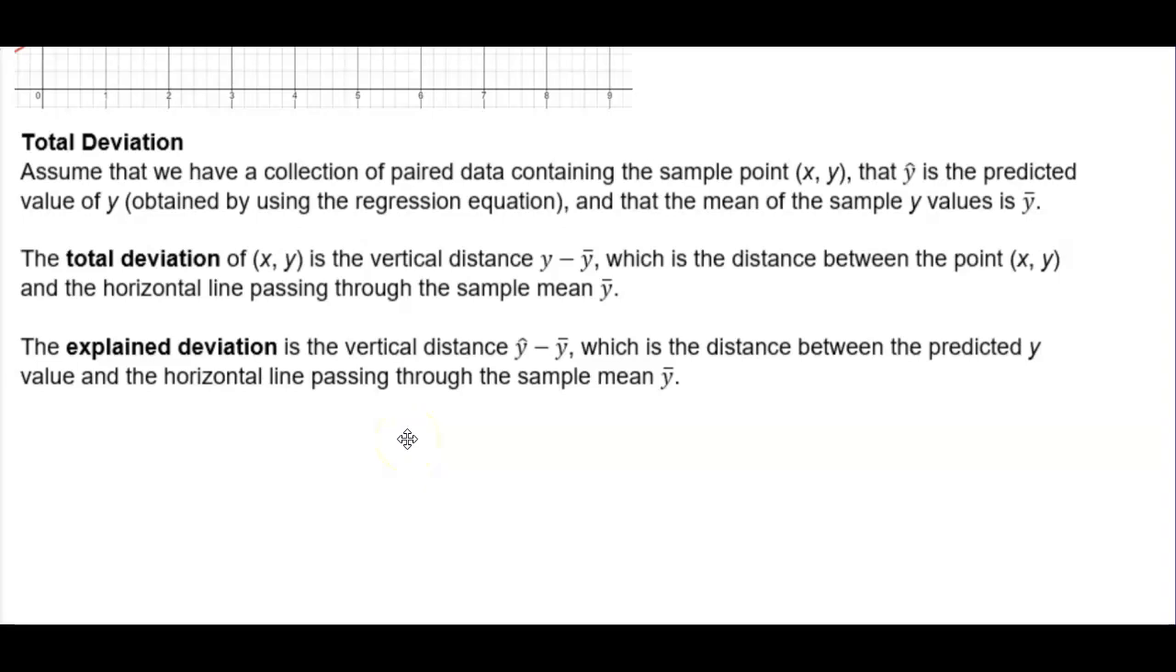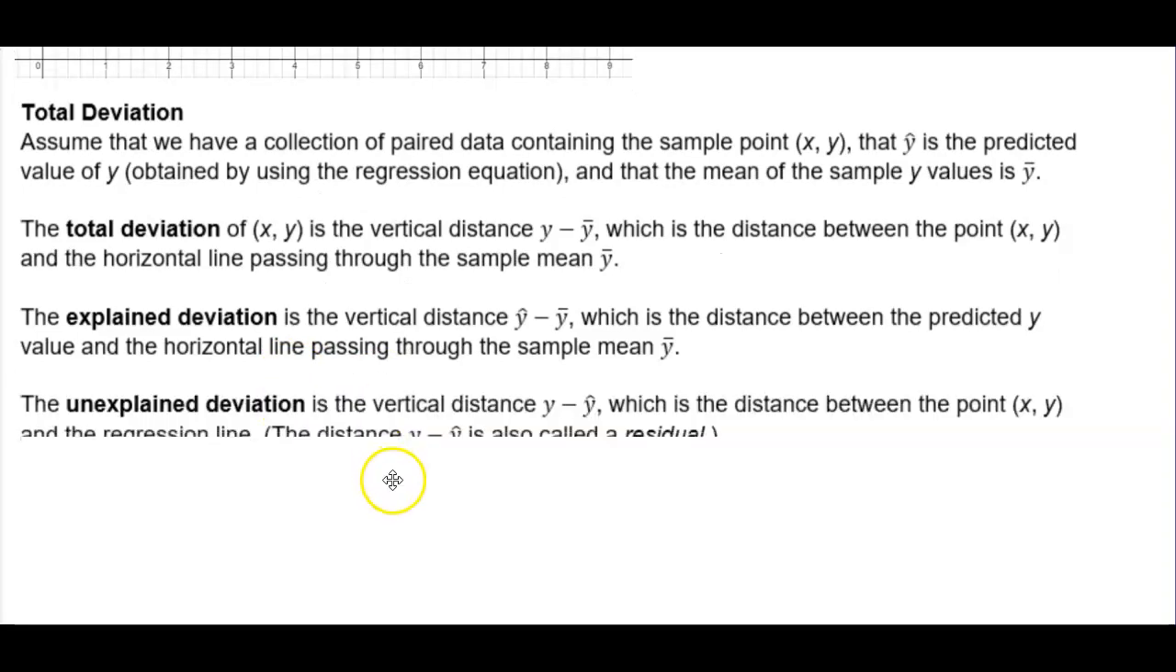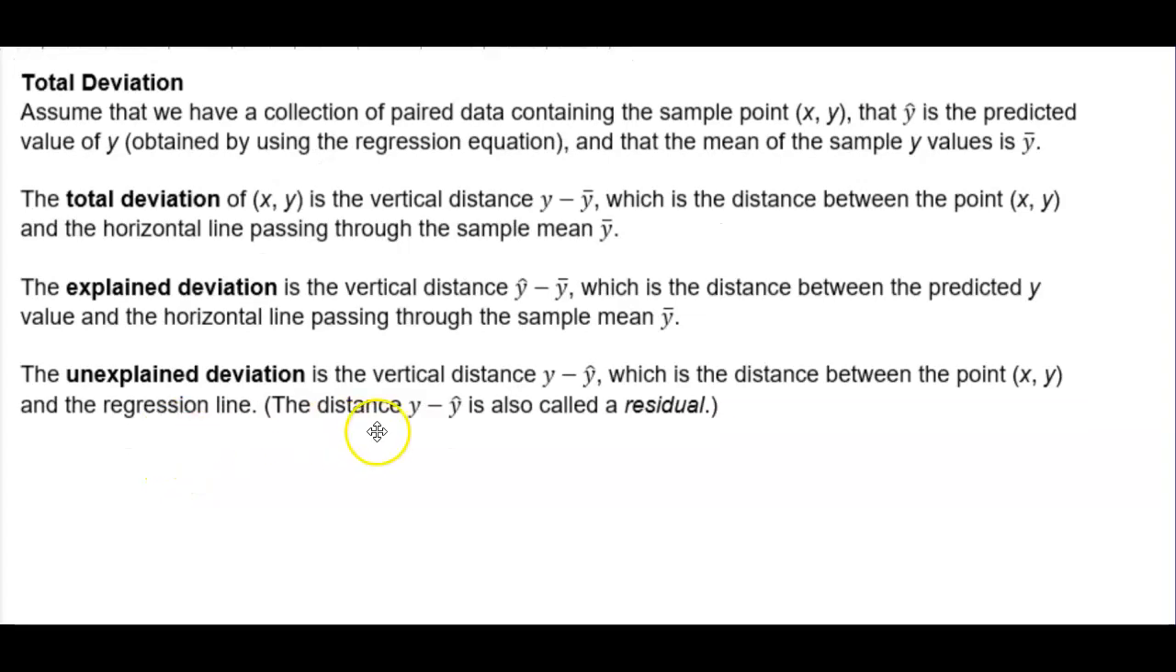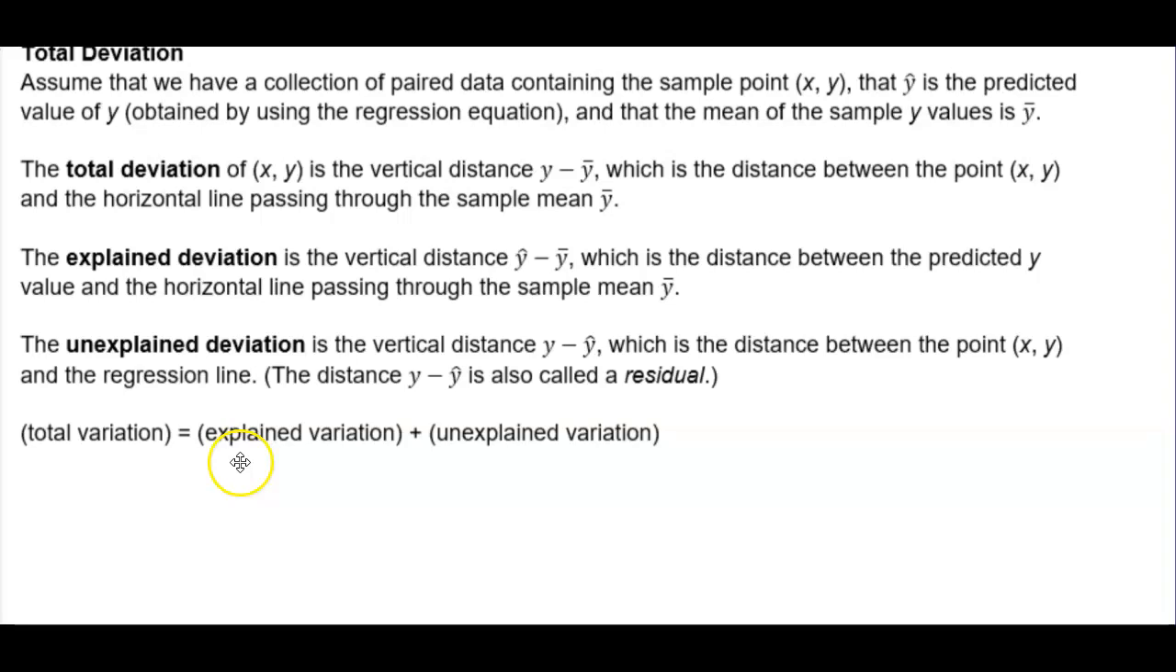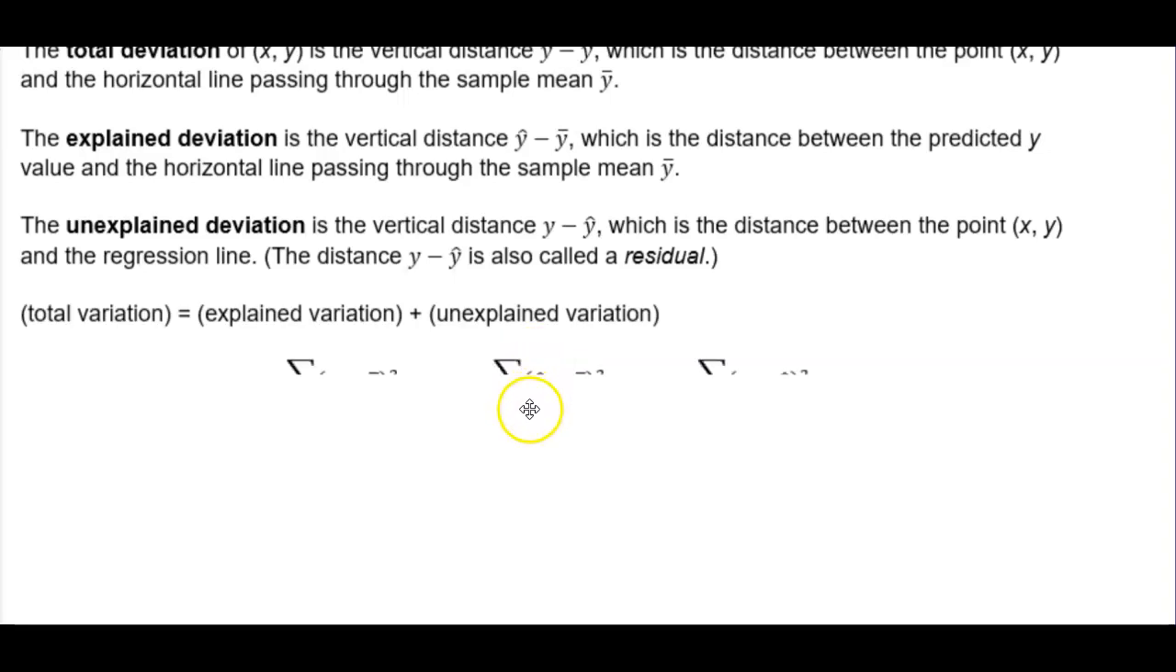The explained deviation is the vertical distance from the predicted y value minus the mean value of the y's, which is the distance between the predicted y value and the horizontal line passing through the sample mean y bar. The unexplained deviation is the vertical distance y minus the predicted y value, the distance between the point (x, y) and the regression line. The distance y minus the predicted value is also called a residual. Therefore, the total deviation equals the explained deviation plus the unexplained deviation.